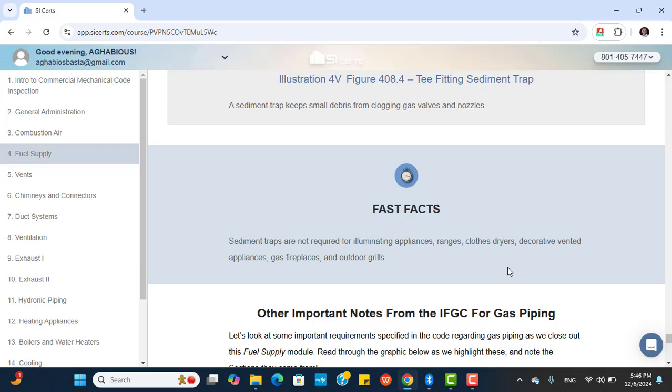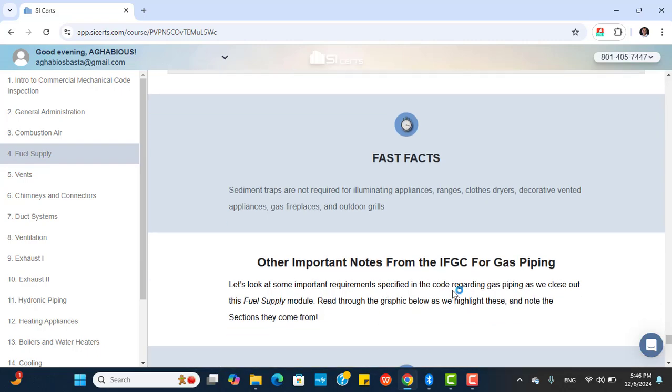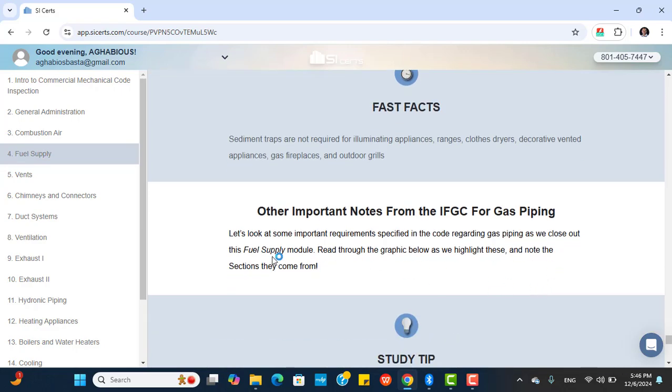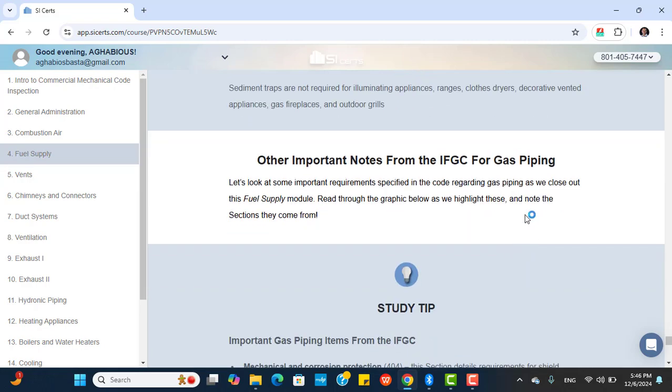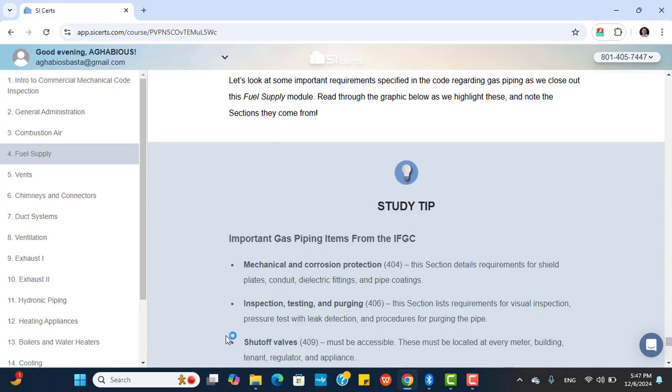Other important notes for the International Fuel Gas Code piping. Let's look at some important requirements specified in the code regarding gas piping as we close out the fuel supply module. Read through the graphic below as we highlight this, and note the section they come from. Study them.